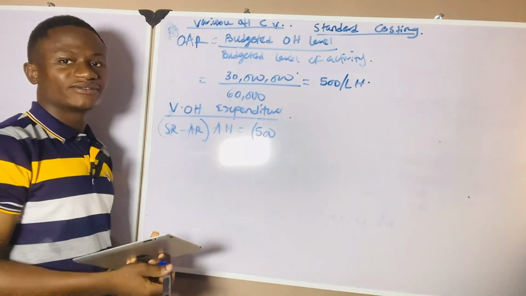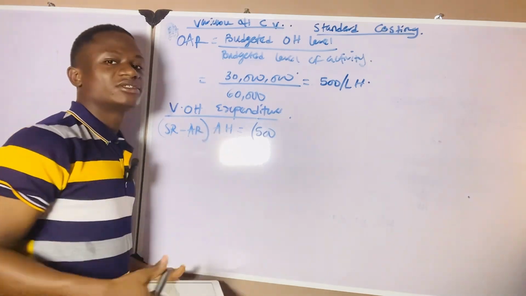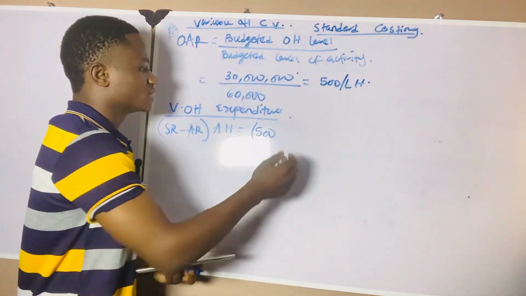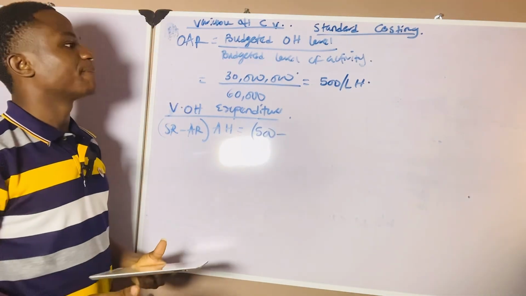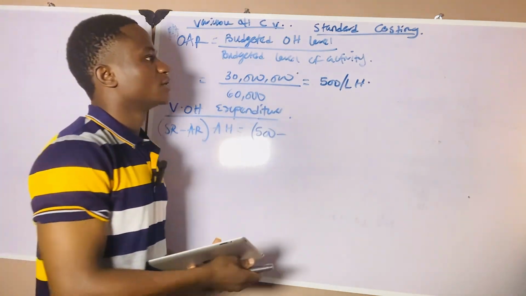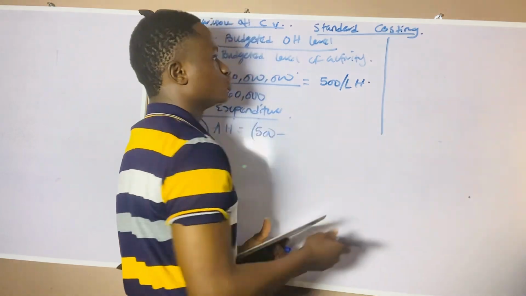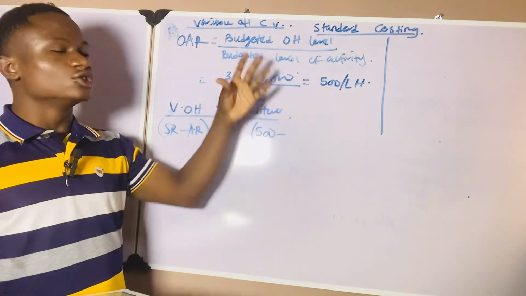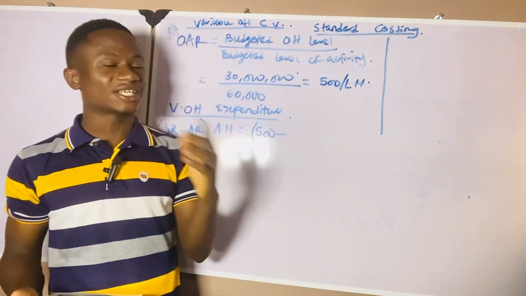So my standard rate is 500 naira. Do I know my actual rate for now? No. Do I know my actual hours for now? No. So let's go ahead to calculate my actual hours. If this is what we budgeted, then what is the actual? We will do something similar to this using the actual results.